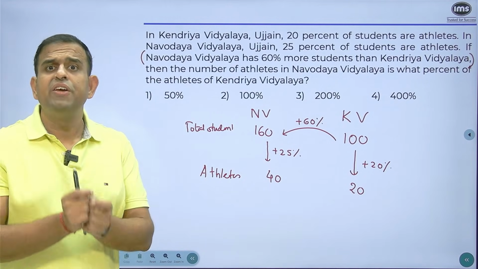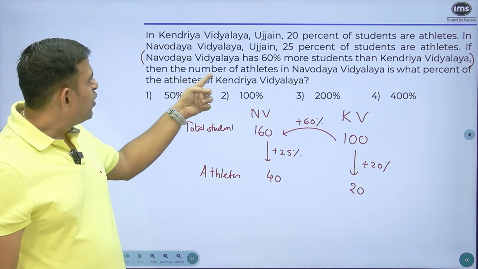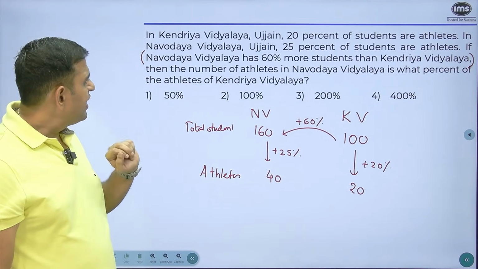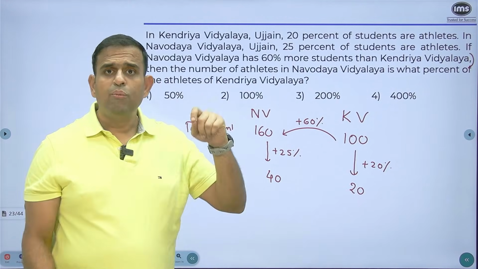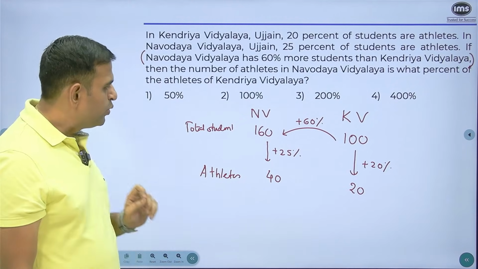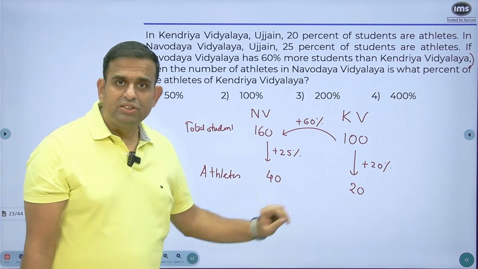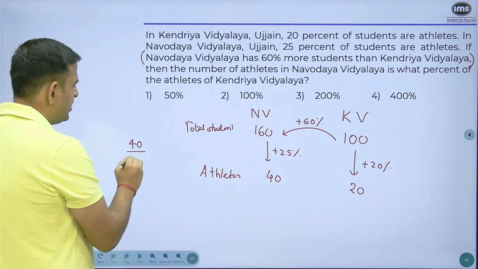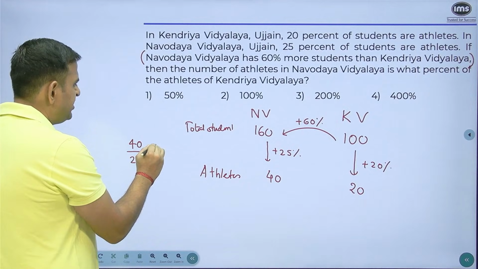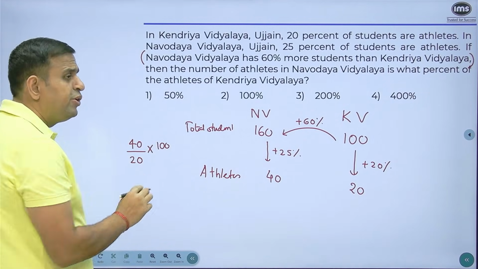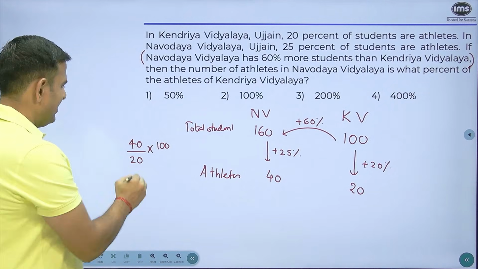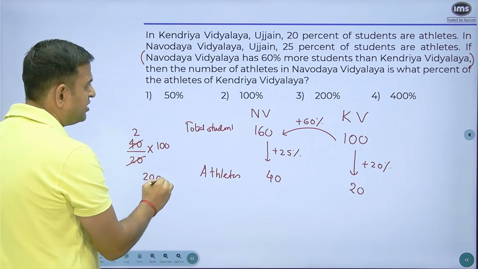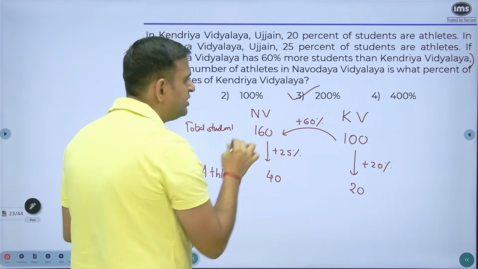Now reading the sum is very, very important. The number of athletes in Navodaya Vidyalaya is what percentage of the athletes in Kendriya Vidyalaya, not the word more or less. So I want to know, 40 is what percentage of 20? 40 is what percentage of 20? And since it is double, it simply means the number has to be 200%. So 200%, and that basically means option number 3 is the answer.